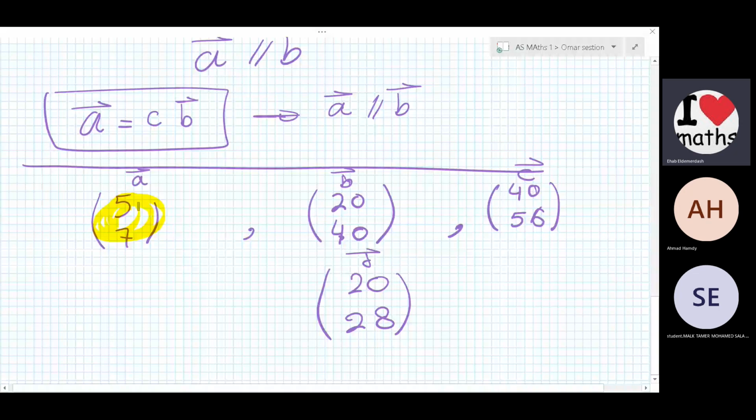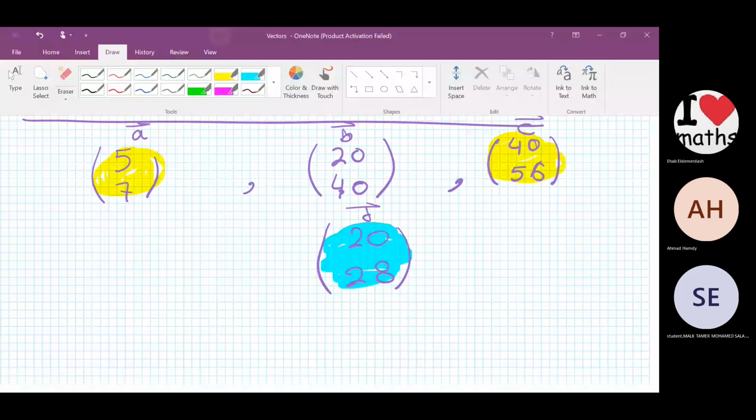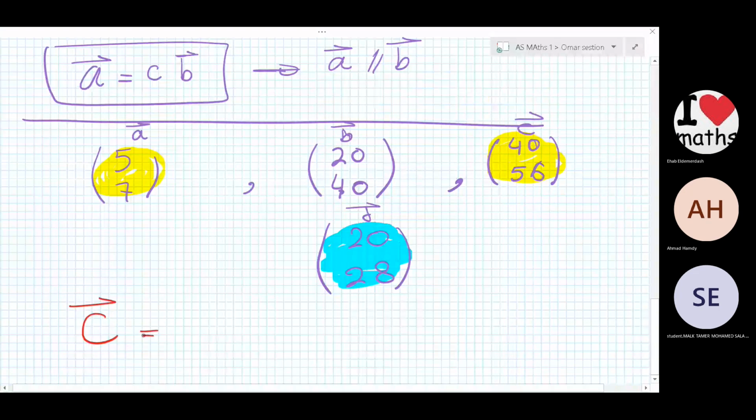I can say vector C is equal 5, right? Or was it 8? 8. I don't know where the problem is exactly. It was working normally.